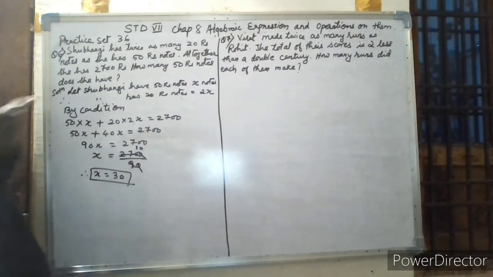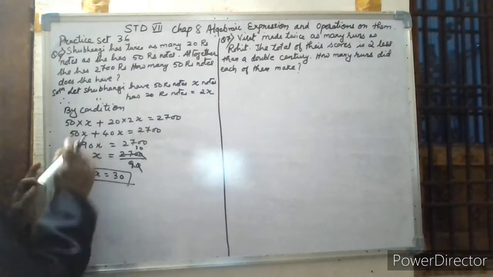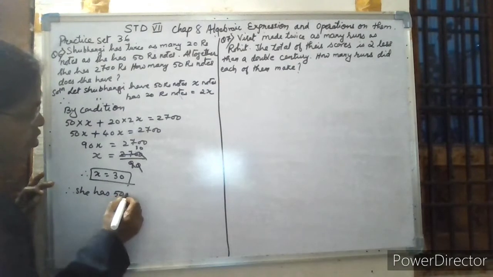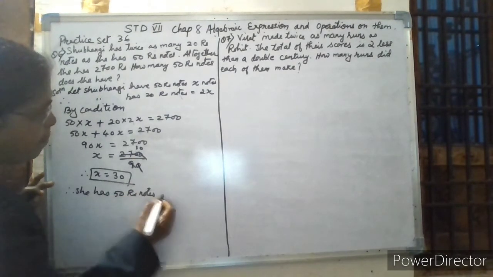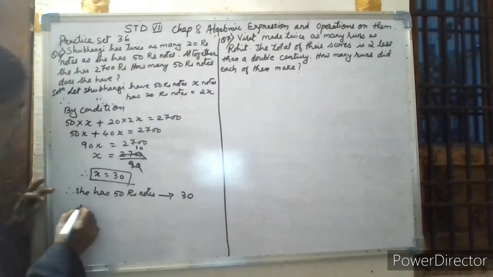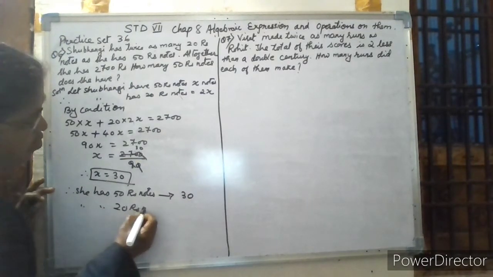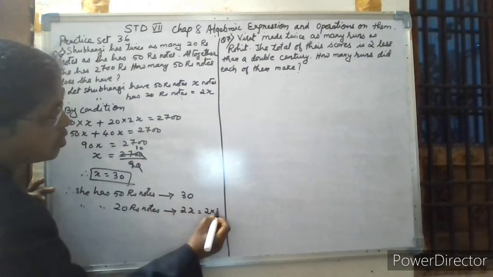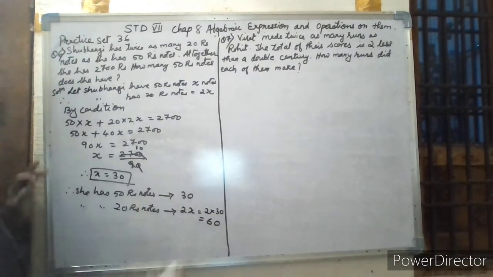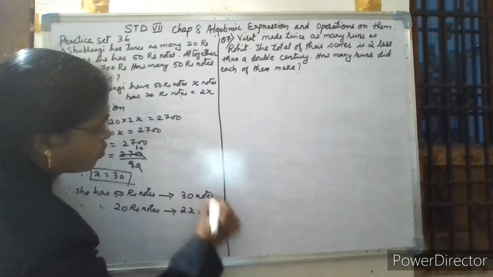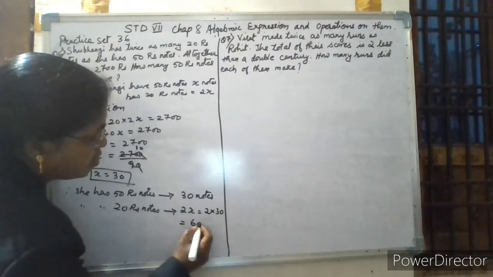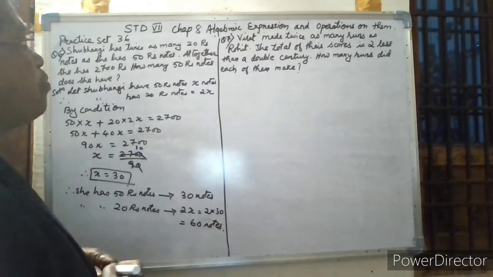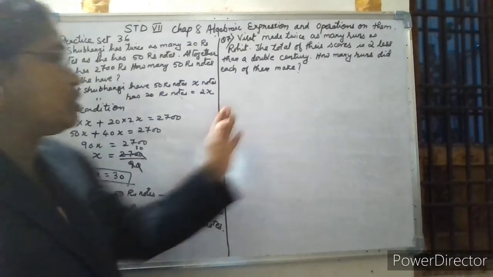Therefore she has 50 rupees notes, that is how much? 30. And she has 20 rupees notes, how many? That is 2x, that is equal to 2 into 30, that is equal to 60 notes. 30 notes of 50 rupees and 60 notes of 20 rupees. Okay, let us go with the next question, the 7th question and the last question of this practice set.